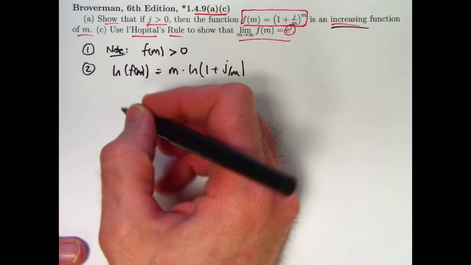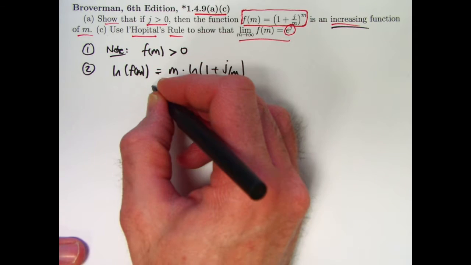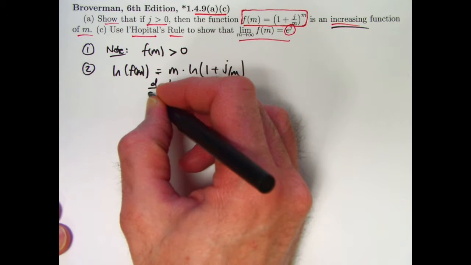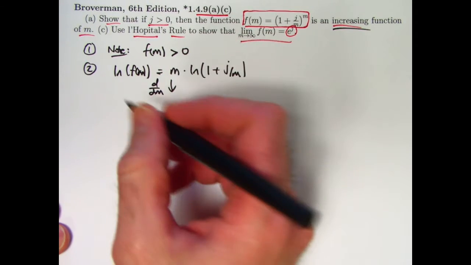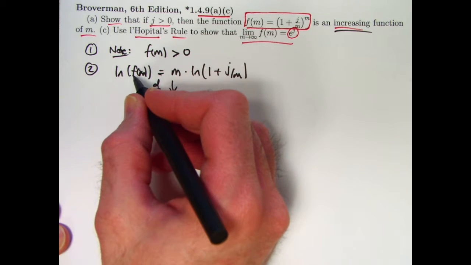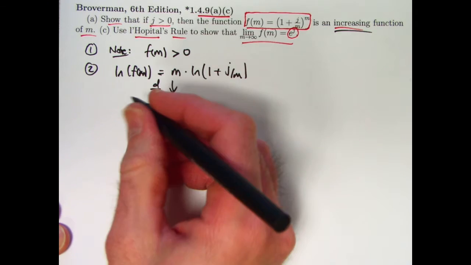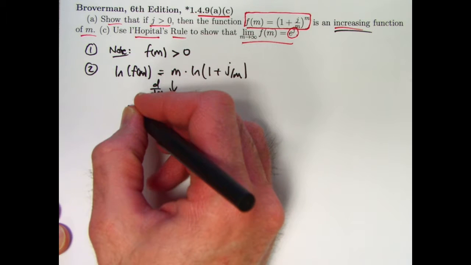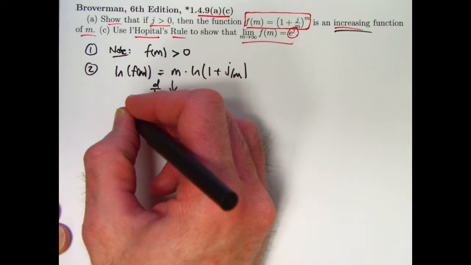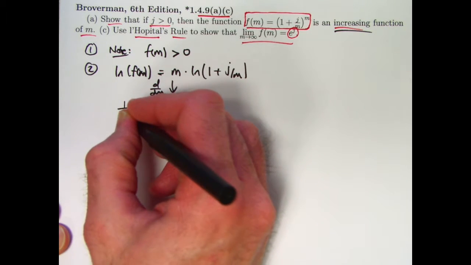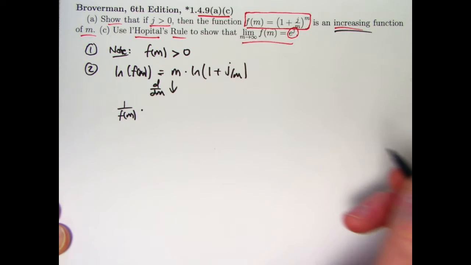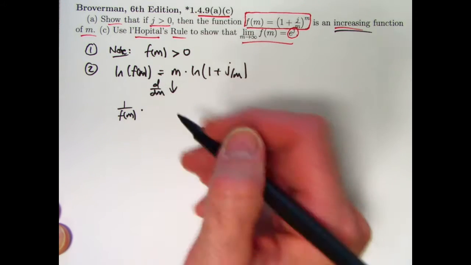But you do have to be careful when you differentiate the left side, d dm here. This is a composition, natural log of f of m. You've got to use the chain rule. The derivative of natural log of x is 1 over x, so we get 1 over f of m here. But then I need to also multiply times the derivative of the inside function.